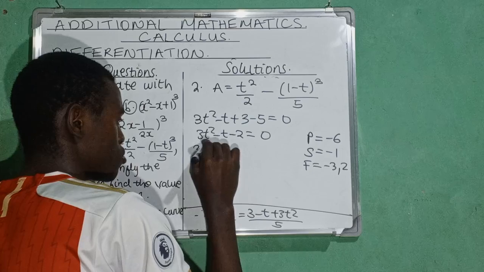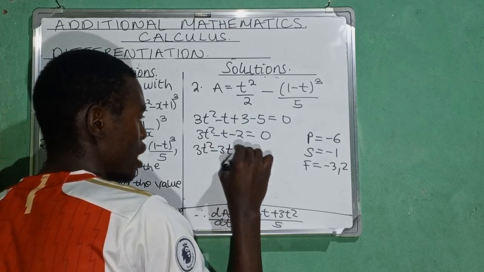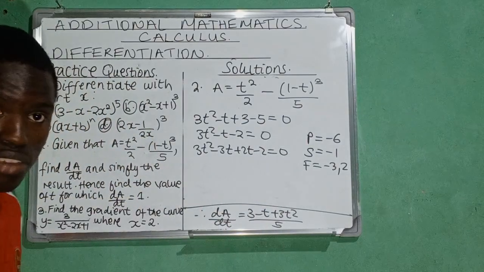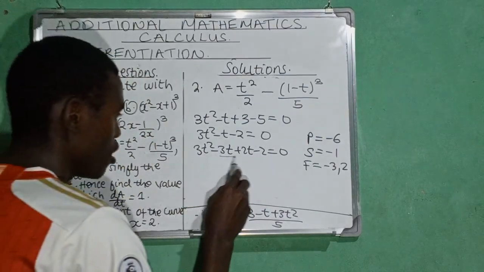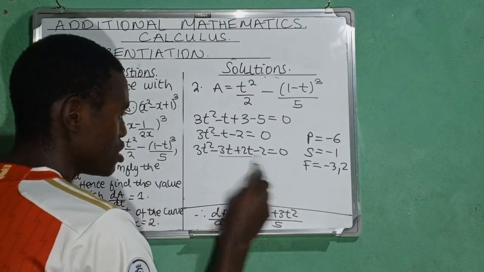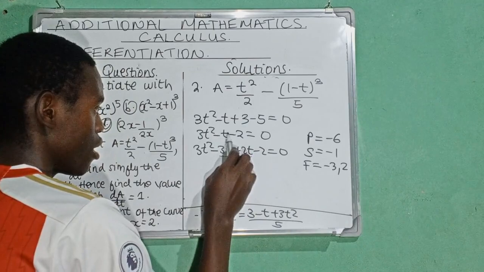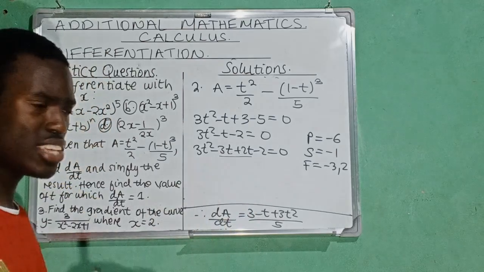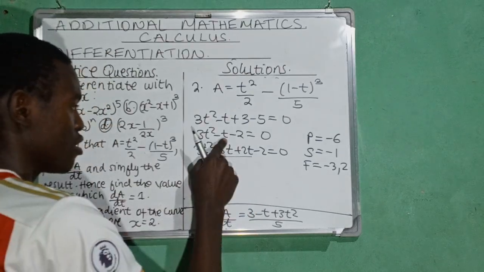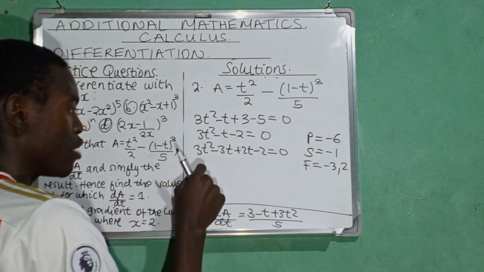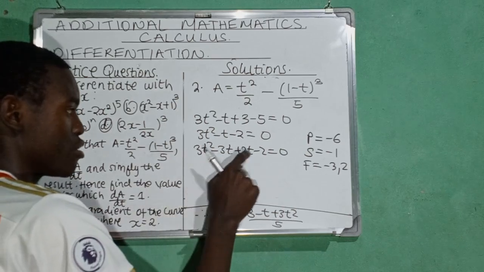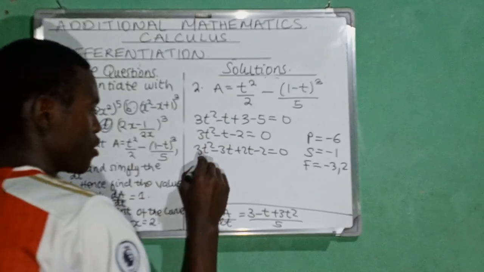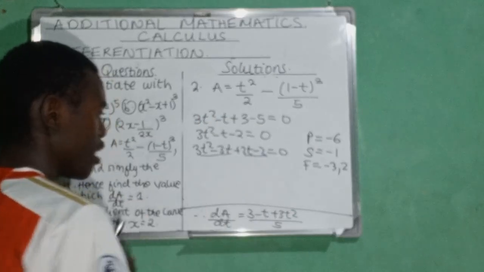So this will be 3t squared minus 3t plus 2t minus 2 is equal to 0. So what have we essentially done? Minus 3t plus 2t are the factors, and they have replaced the -t. If you were to simplify this, it will give you -t. So essentially nothing has really changed. We have just written this in another form. And now we have 4 terms, so we factorize them by grouping. We group it like that, and we also group that one like that.